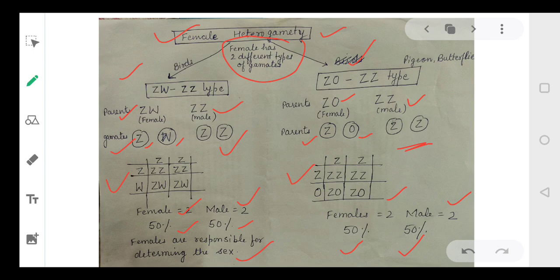So all the four examples that we have discussed, whether they are of male heterogamety or whether they are of female heterogamety, we see everywhere the probability is 50%, isn't it? And the ratio is 1:1. The ratio of male to female is 1:1. But the only difference is that in case of male heterogamety, the sperms, or you can say the male gamete, will determine the sex of the child. In case of female heterogamety, the sex will be determined by the female gametes. Okay, dear students?